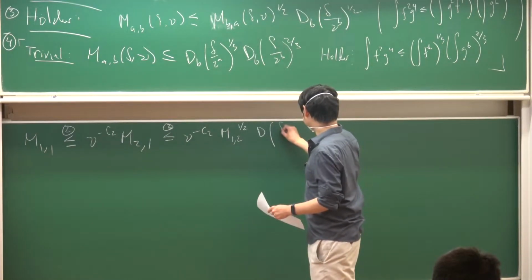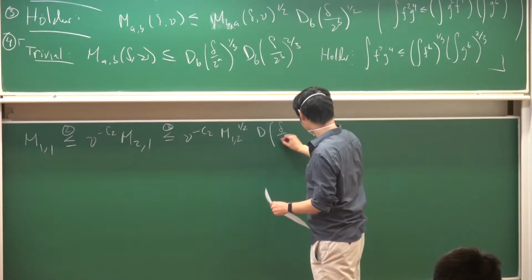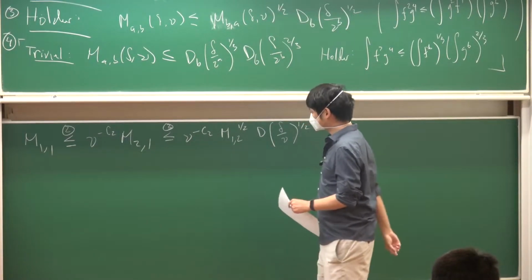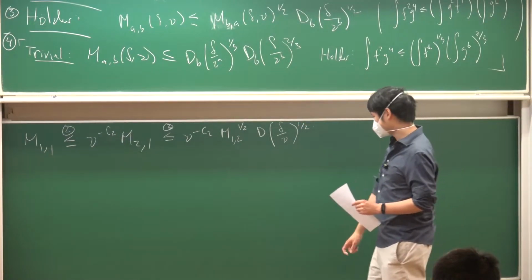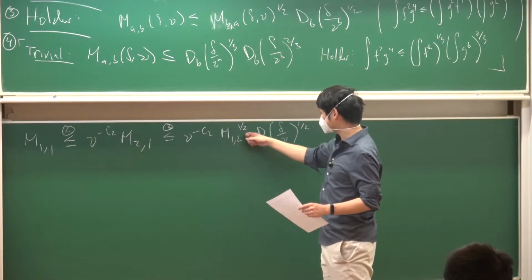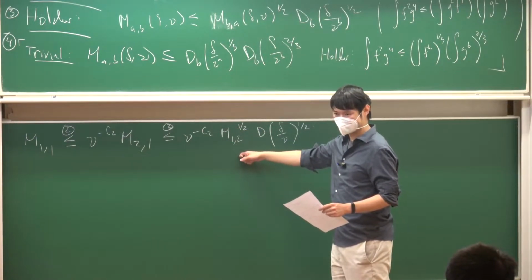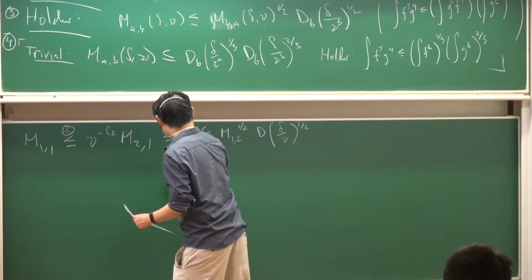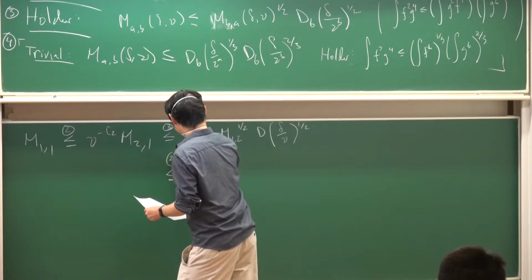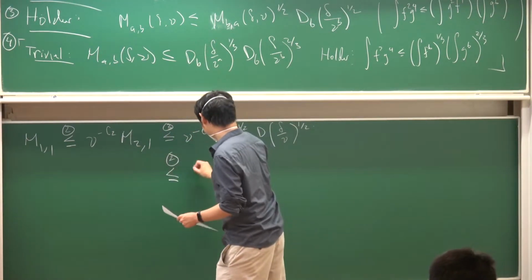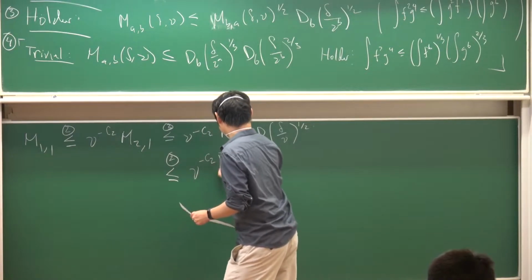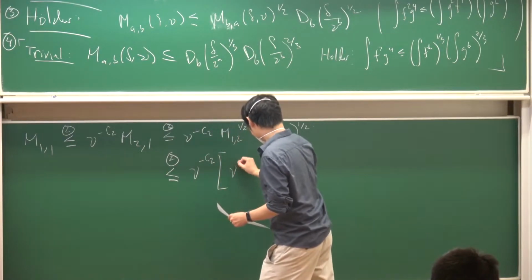D of delta over nu to the 1/2. Okay. Now what do we do now? We're going to use 3 on M12. If I use 3 on M12, or 2, I'm going to use the key estimate. I get nu to the minus C2 times nu to the minus C2.